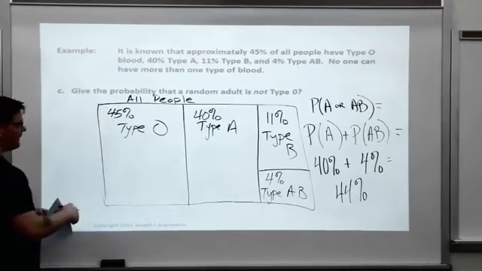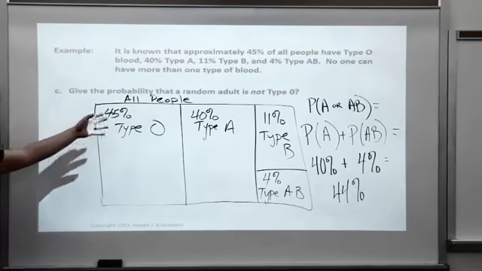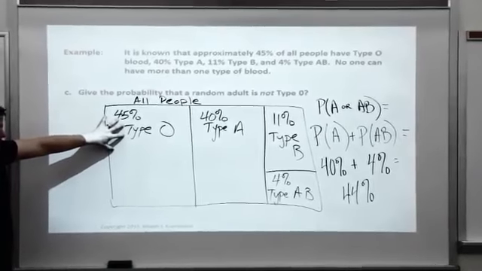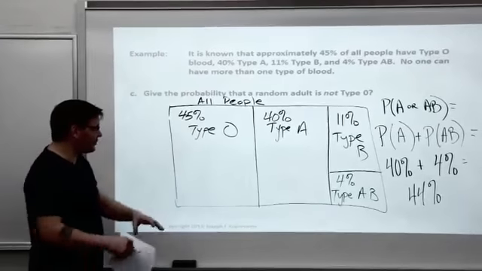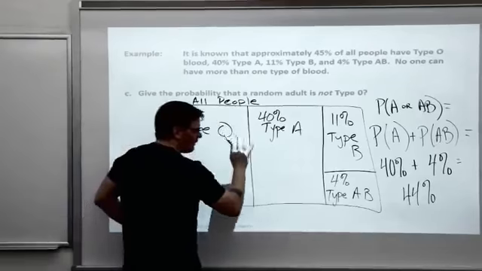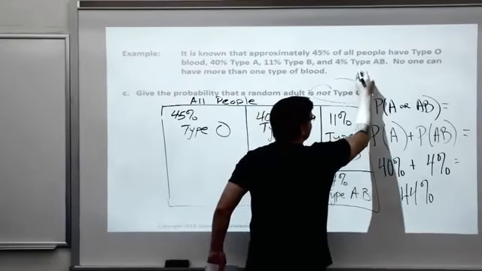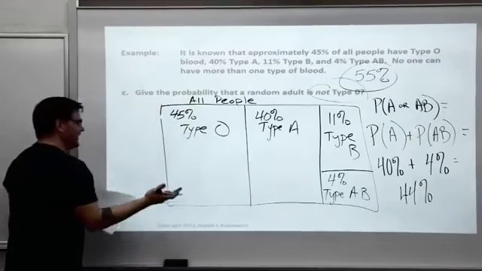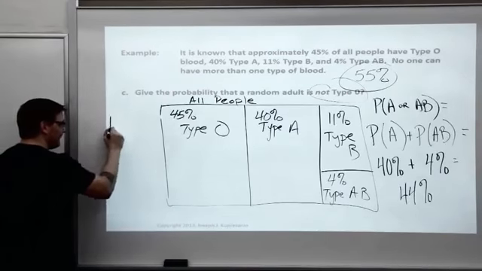Give the probability that a random adult is not type O. Okay, you can visualize it, use the Venn diagram. 45% of adults are type O. So using complement rule, the rest are not type O. It's 55%. Take the whole rectangle, we've used up 45%. So all of this to the right of the line here is not type O. I'll throw the answer here. It's 55%.